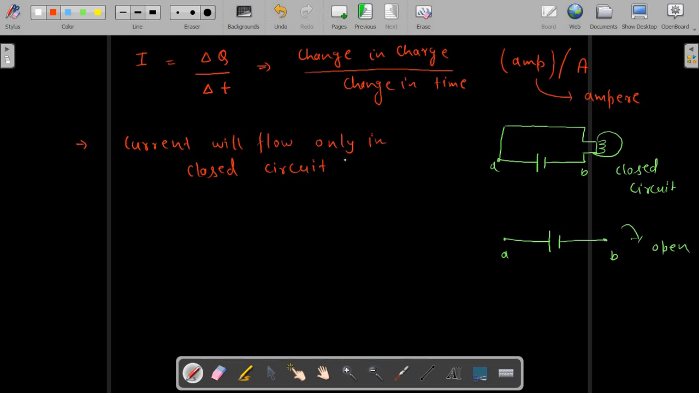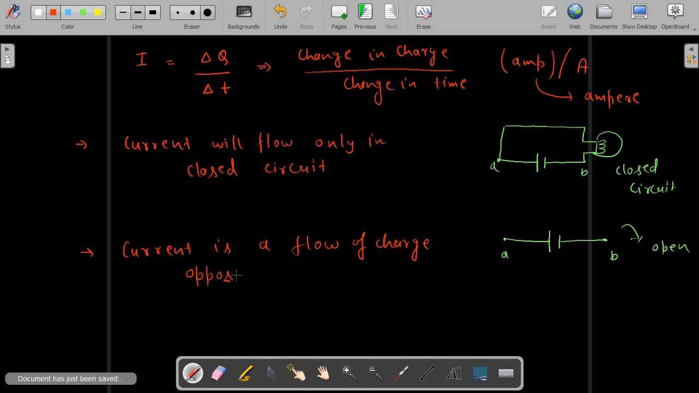Done, right? Any doubt in this? Second line: current is a flow of charge opposite to the flow of electrons. Remember this line. It is the flow of charge which is opposite to the flow of electrons.